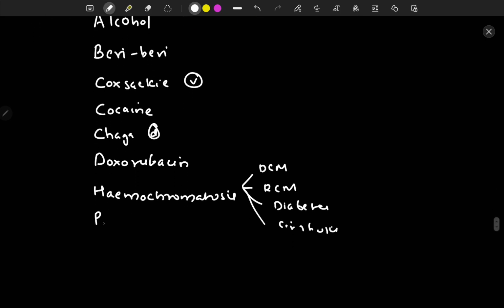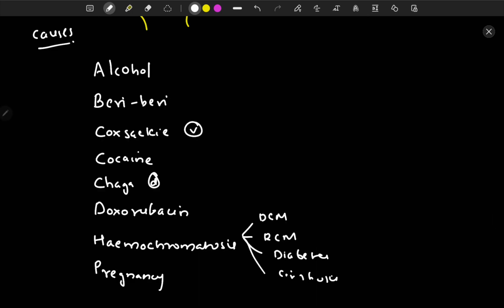Then another condition is pregnancy. So due to some reasons, there is peripartum cardiomyopathy that occurs in the later phase of pregnancy or after birth up to 5 months, that is postpartum. So these are the causes of dilated cardiomyopathy.